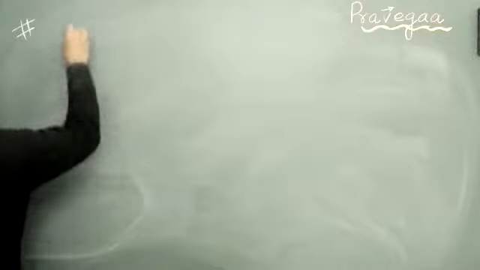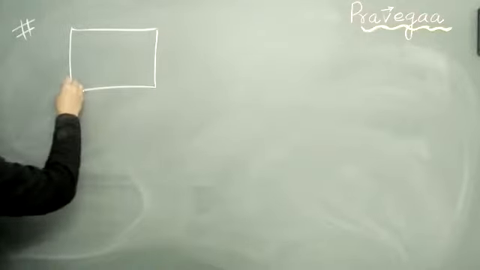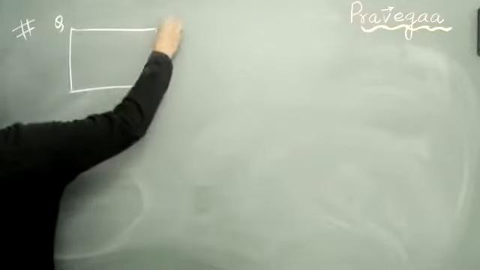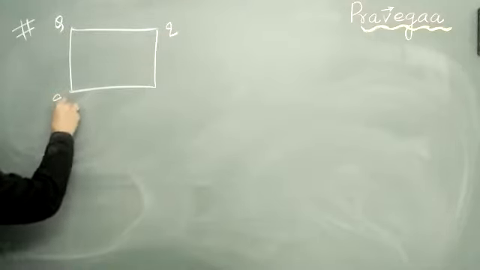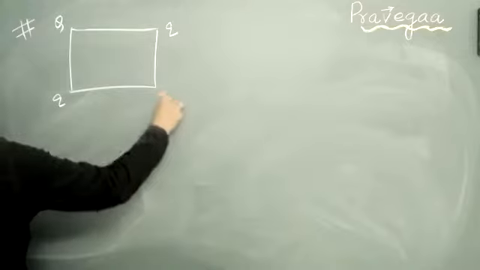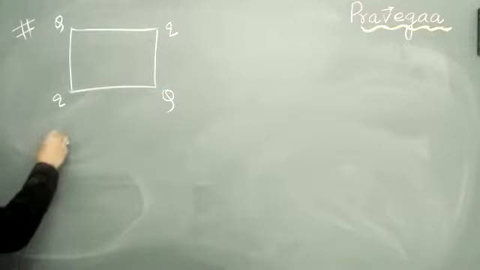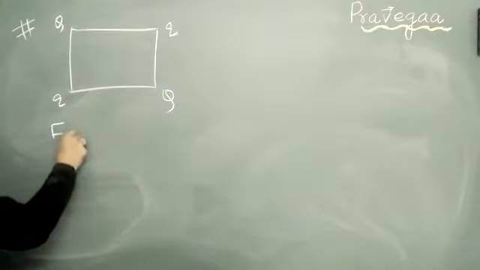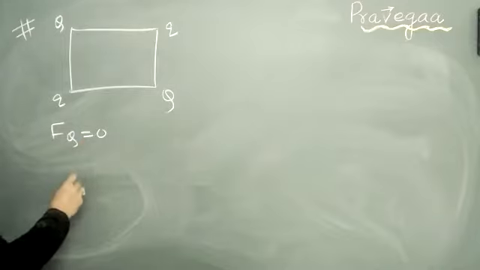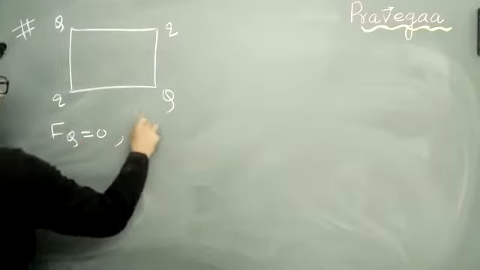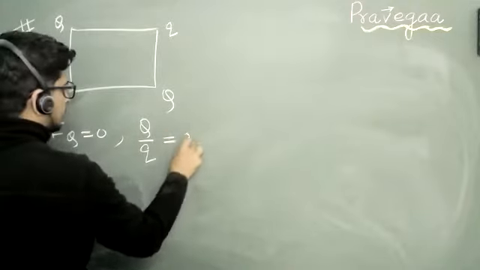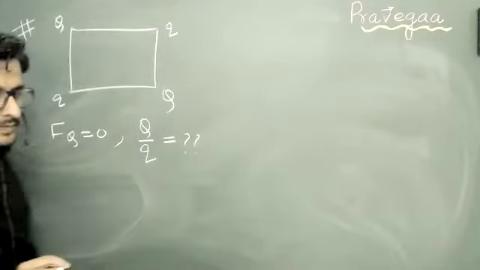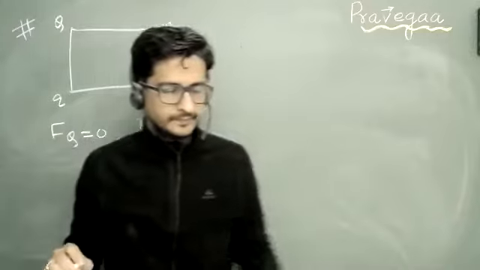Suppose there is a system of charges like this, and this is Q and Q, and then again Q and Q, right? And the force on Q is equal to 0. Then you have to calculate the value of Q by Q. This is the question. How will we do it?